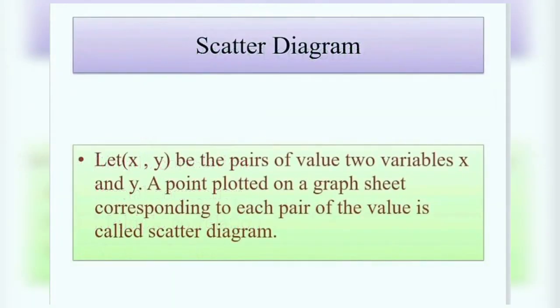The next one is the scatter diagram. In a scatter diagram, the pairs of values of the two variables are plotted on a graph sheet. The points of coordinates of the two variables are plotted on the graph sheet. That is called a scatter diagram.